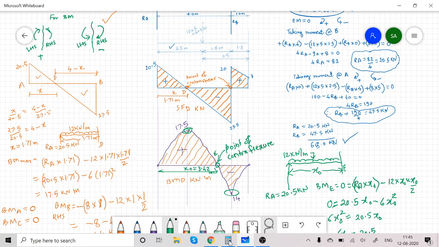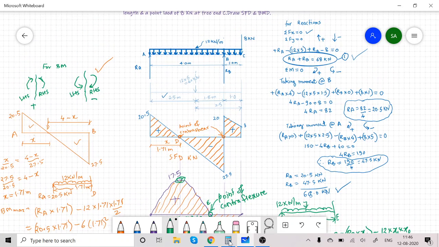There are 2 points of contraflexure in the given problem. At one point of contraflexure we get maximum positive bending moment, and at another point of contraflexure we get maximum negative bending moment. So this is the shear force and bending moment diagram. This is the solution of the given problem. Thank you.